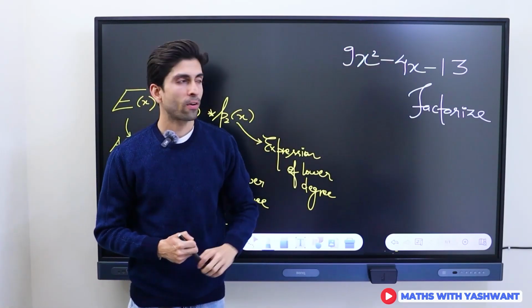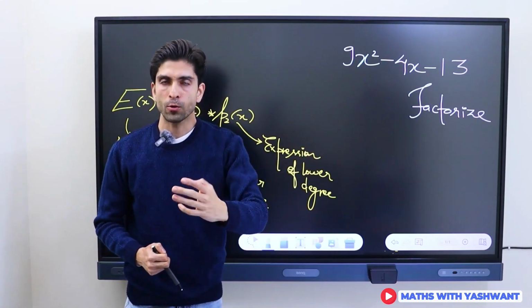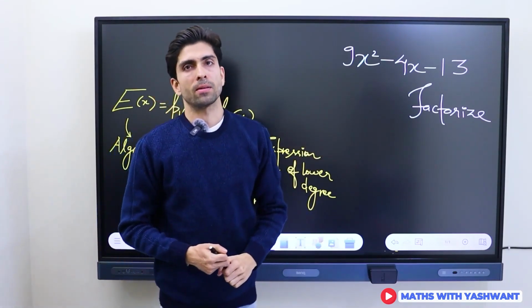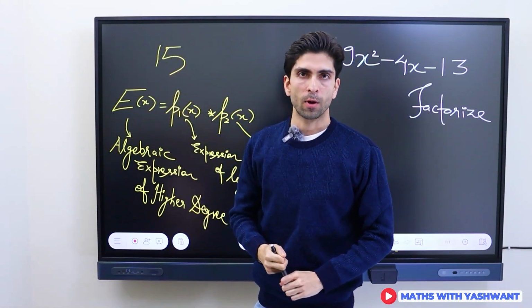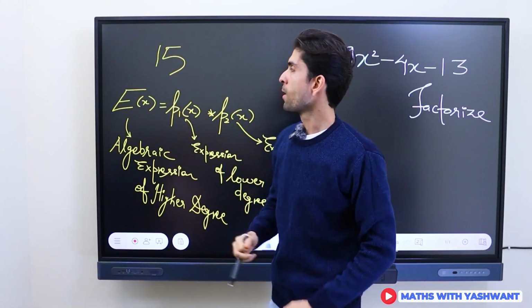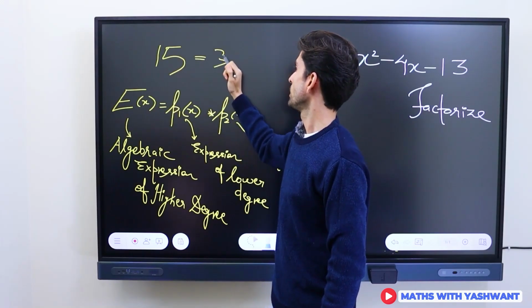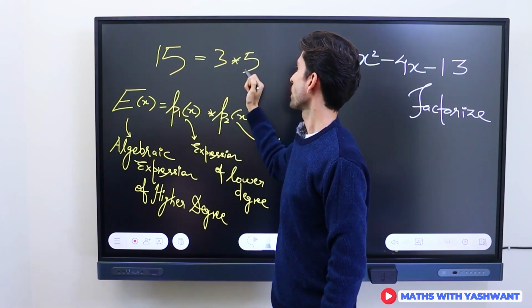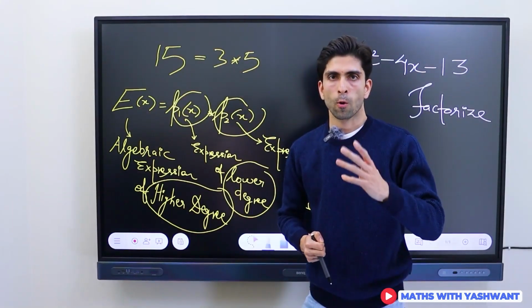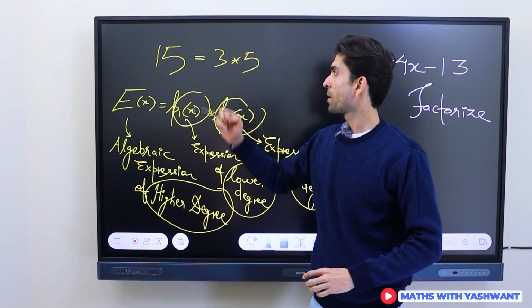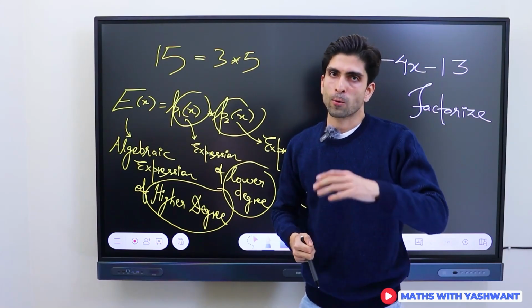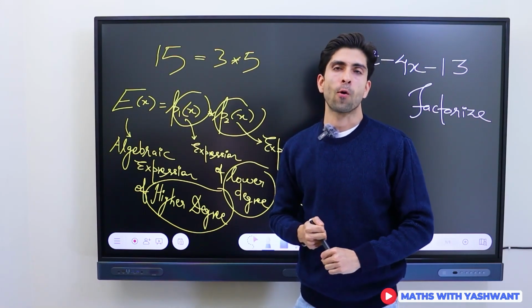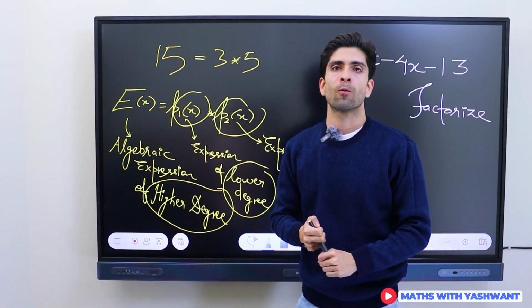Now before we get into factorizing this, I would like you all to recall what factorization actually means. Let's say we have a number 15 and someone asks you to factorize this. You say 15 is equal to 3 into 5, right? So in the process of factorizing a number, we are actually expressing a bigger number as a product of smaller numbers.